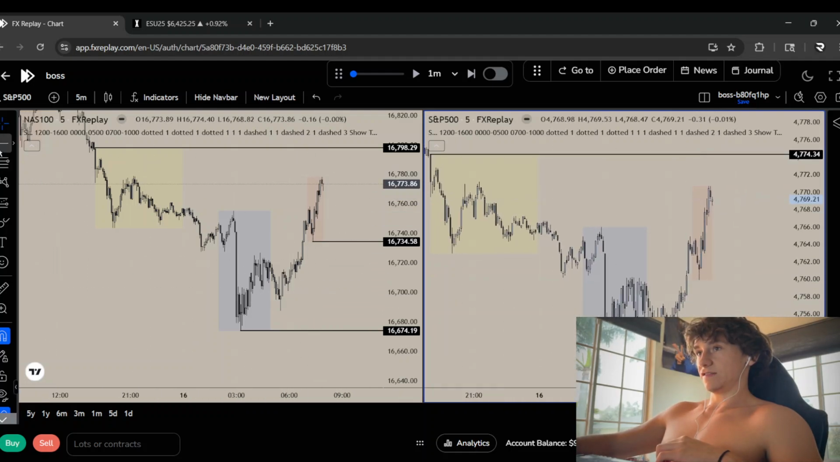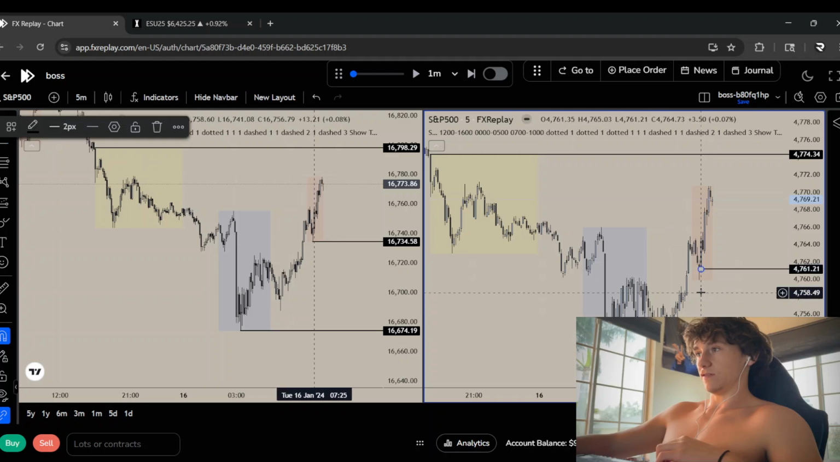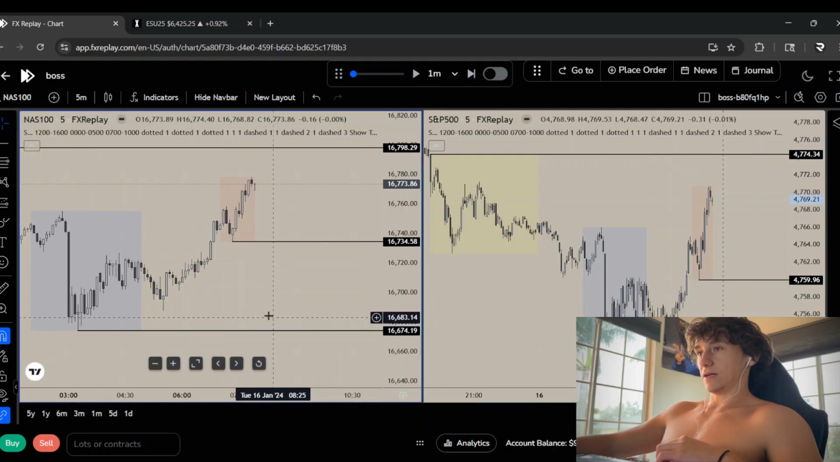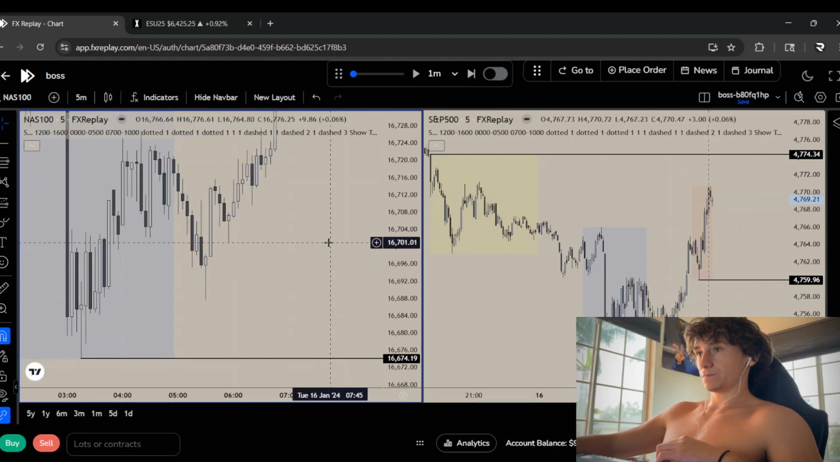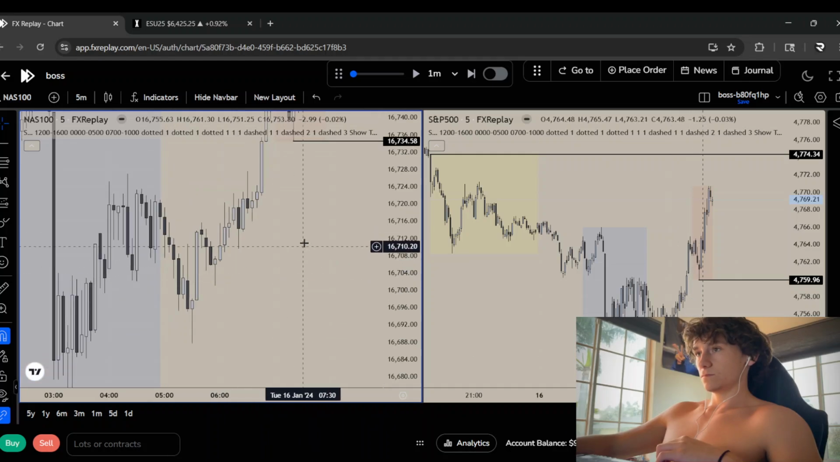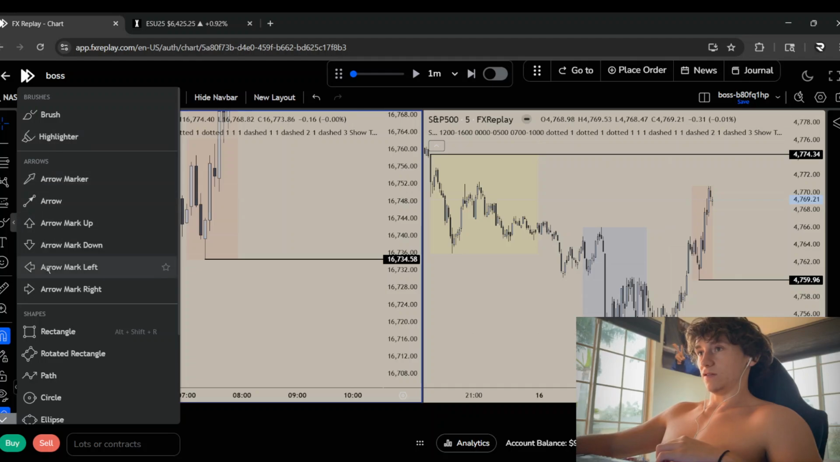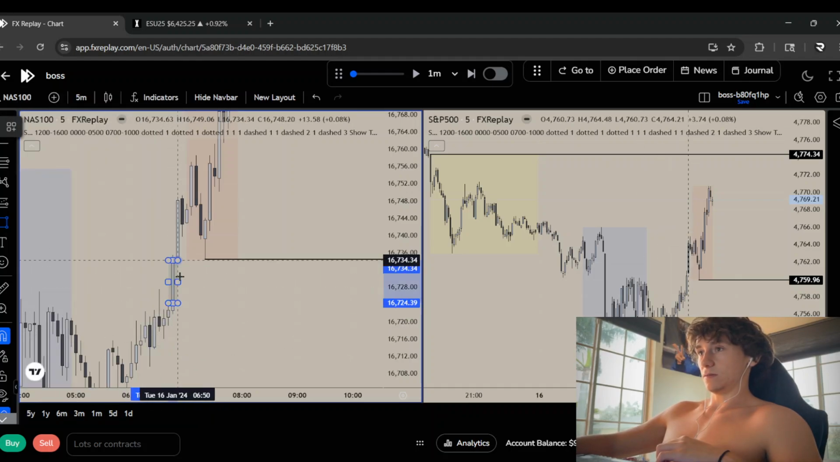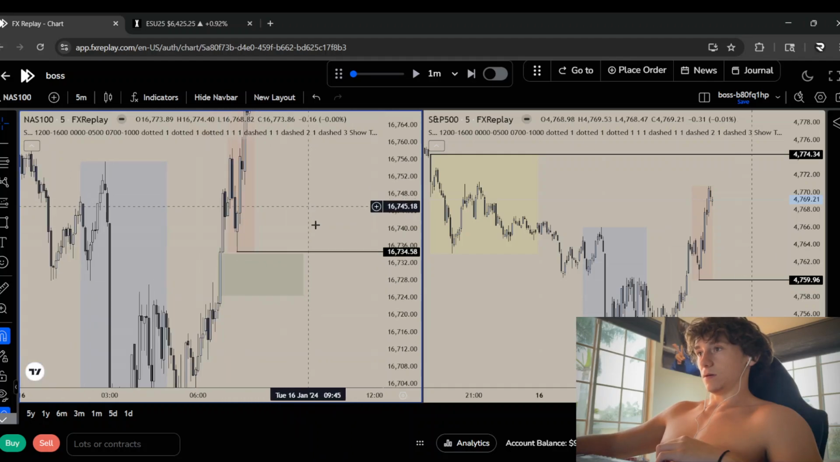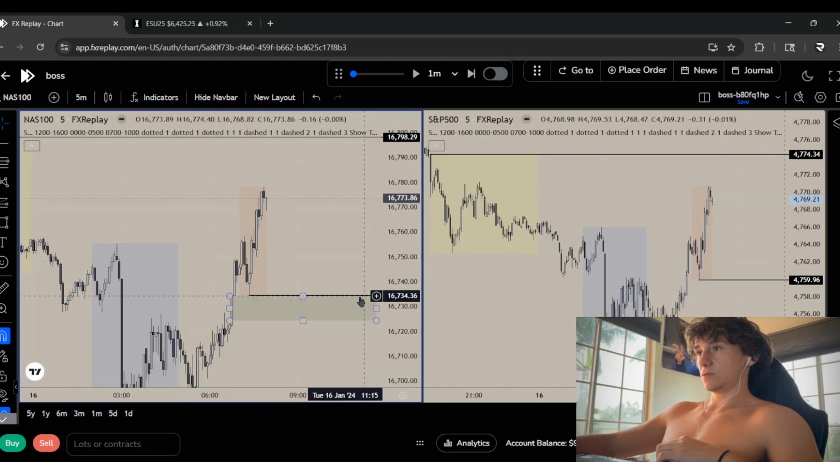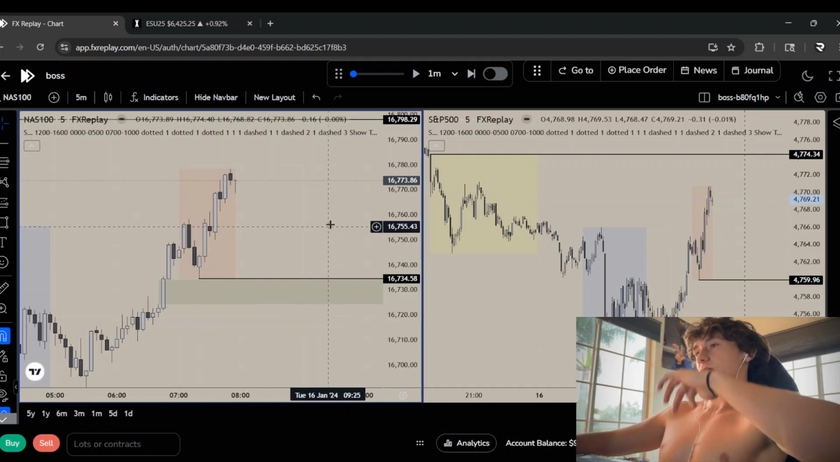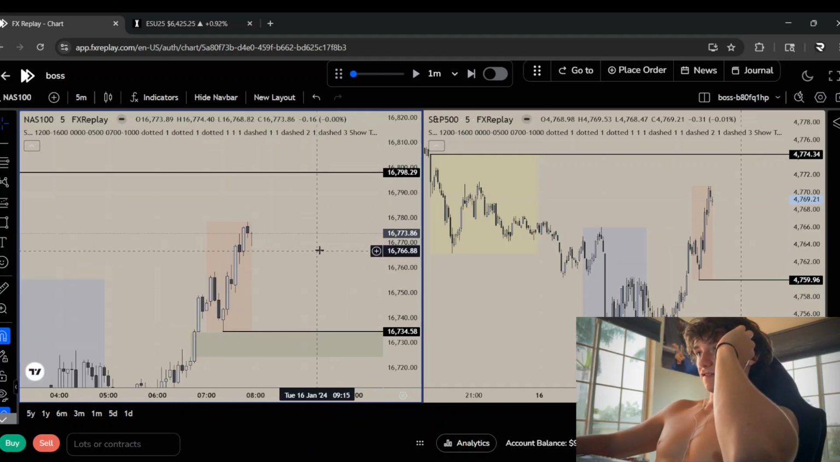Alright, so we made an SMT off of London lows. So actually, all gaps were filled. I mean, maybe if we get a super duper nice reaction off of this, you could enter. But ideally not. So let's see how it plays out.